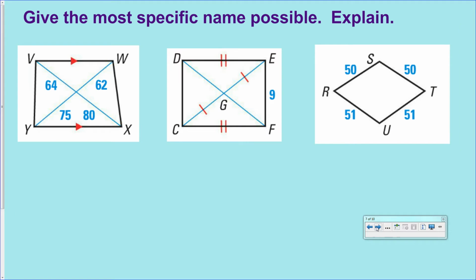Next, we have three problems for you. I'd like you to pause the video and give me the most specific name you can for each type of quadrilateral, and then explain your reasoning behind each decision. If you've done that correctly, you've got a trapezoid, a quadrilateral, and a kite.